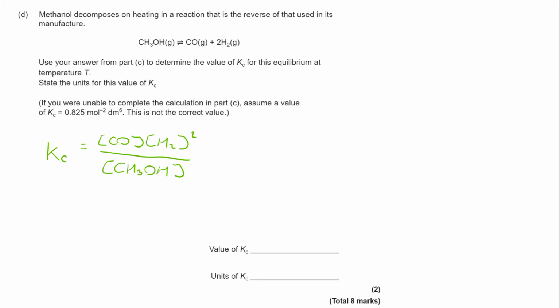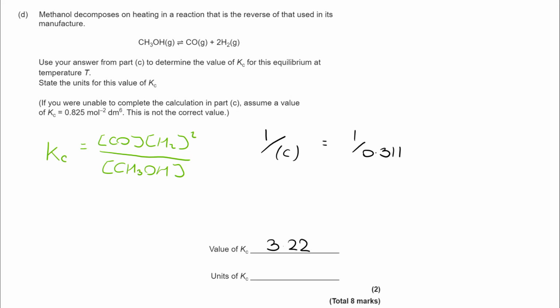Now for that reason I don't need to go through the whole calculation again. I know that my answer is going to be 1 over the answer that I got in C because I've simply flipped the expression. So because I know that my answer was 0.311, my answer is 1 over 0.311, giving me a value of 3.22.